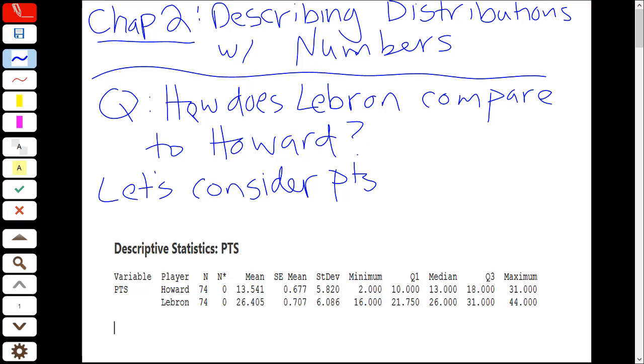So yesterday what we did was we described data using graphs. We made histograms, bar plots, and pie charts, and we were trying to get a sense of the information contained in the data graphically. Today we want to do it with numbers. So a research question we could ask is, how does LeBron compare to Dwight Howard? Let's consider points first. I went to basketballreference.com and got all of LeBron James and Dwight Howard's games for the 2016-17 season.